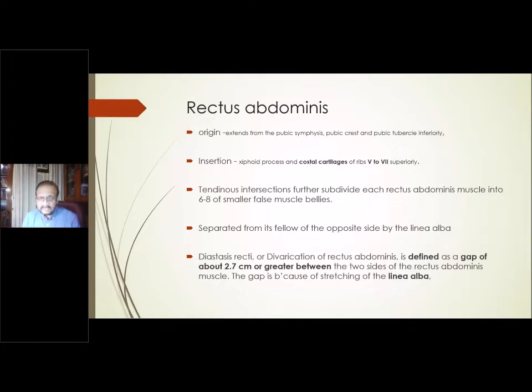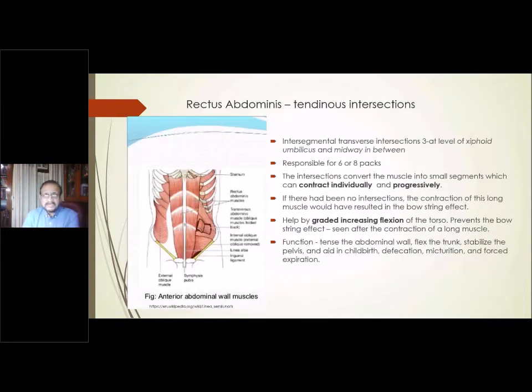Now, it is separated from the opposite side by the centrally running linea alba. Whenever you have a diastasis of the linea alba, a gap of more than 2.7 centimeters between the two sides, then you call it what is known as the divarication of the recti or diastasis of the recti. Now, the intersections that you find are important in one respect: these intersections convert the muscles into small segments.